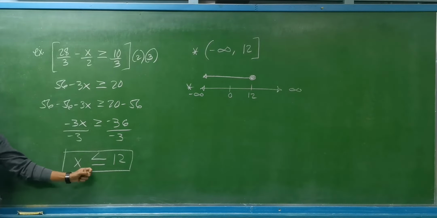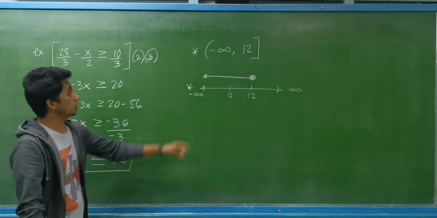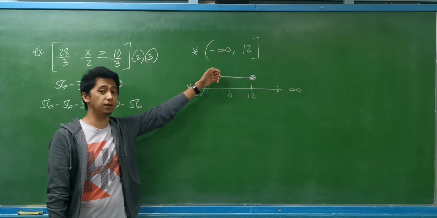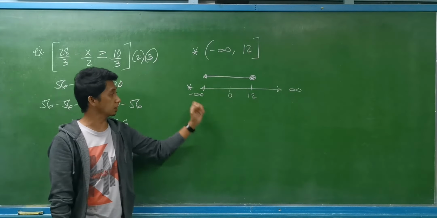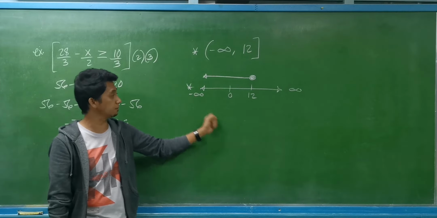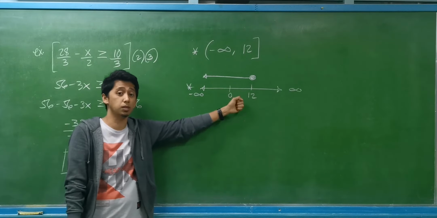Inequality: x is less than or equal to 12. Interval notation: from negative infinity to positive 12. Then we have the number line from negative infinity to positive 12, and 12 is included.